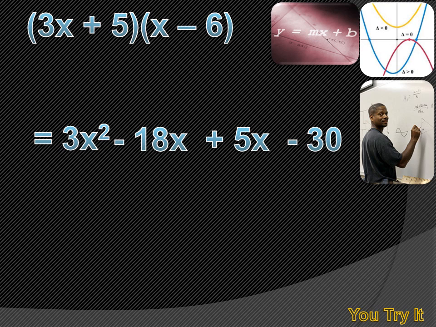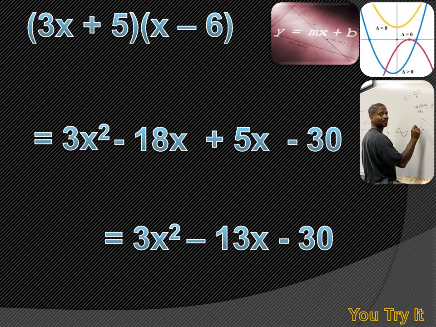Now I got to combine like terms. I've only got one x squared term. I've only got one constant number. But I've got two x terms, a minus 18x and a plus 5x. And when I combine those, I get minus 13x, or a complete answer of 3x squared minus 13x minus 30.